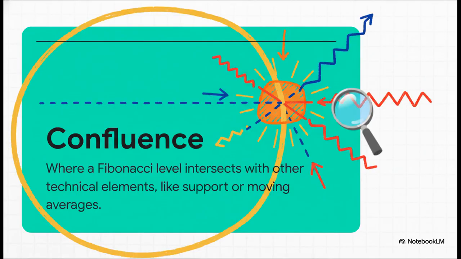This is the holy grail. It's when a key Fibonacci level, like our friend the 61.8%, lines up perfectly with something else on the chart. Maybe it's an old support line or a major moving average. When you get multiple reasons to pay attention to one specific price zone, that area becomes a high probability hotspot.